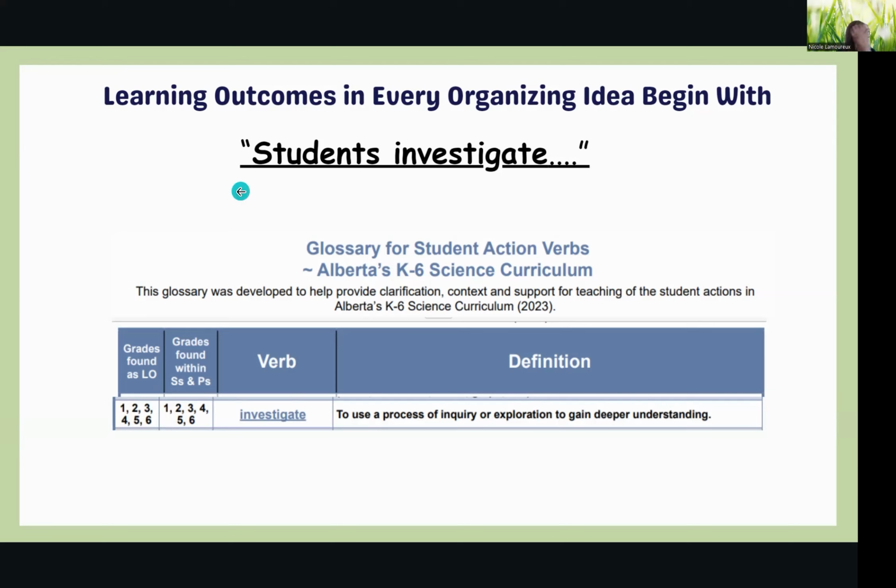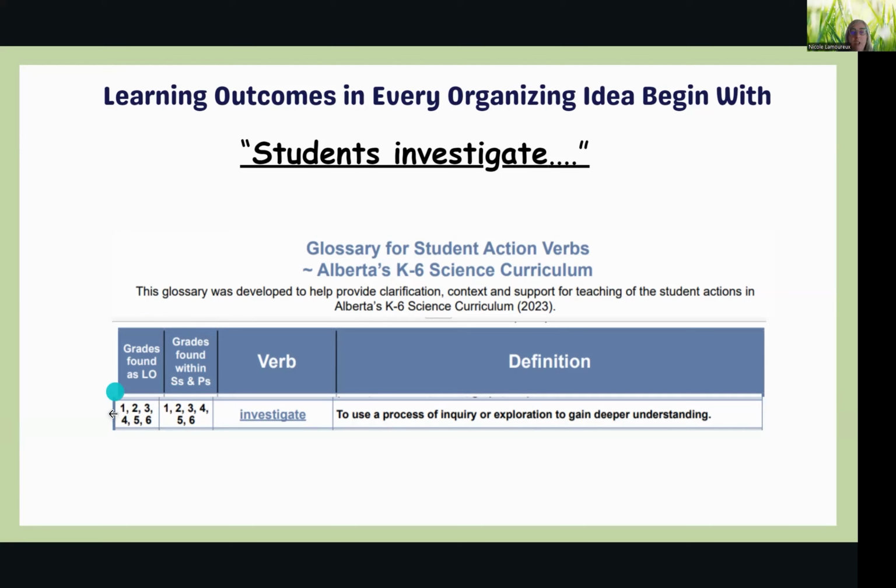And yes, the slides will be available. There is a handout at the end as well. So any template or graphic organizer will be shared out at the end. So, students investigate. What was created with the science consultants, Ted, myself, and our assessment consultant was a science verb glossary to help you, and that'll be shared out at the end.